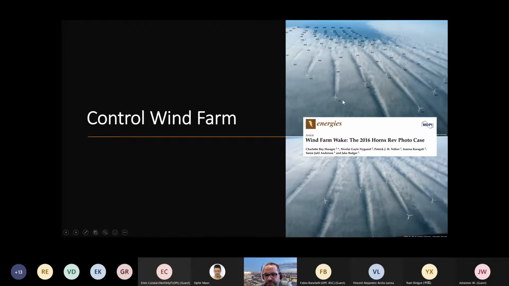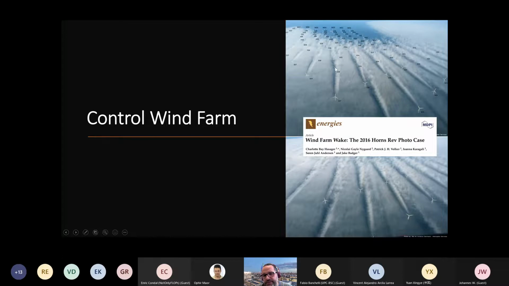If you look at those fancy pictures, this is the Horns Rev wind farm in Denmark, in North Europe. You can see that usually the wind turbines are clustered very close to each other. And here we can see the wake generated by this C07 turbine. You can see it's directly impacting all the turbines downstream of it.